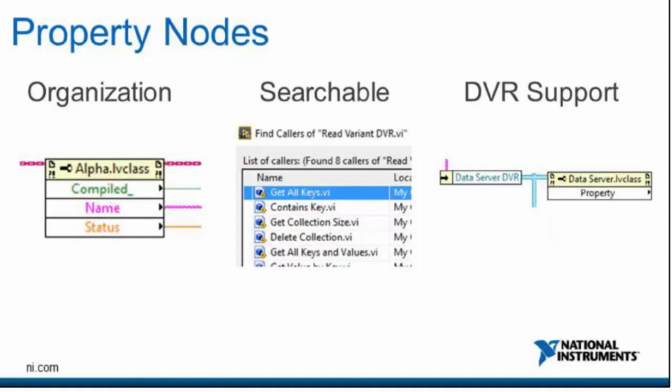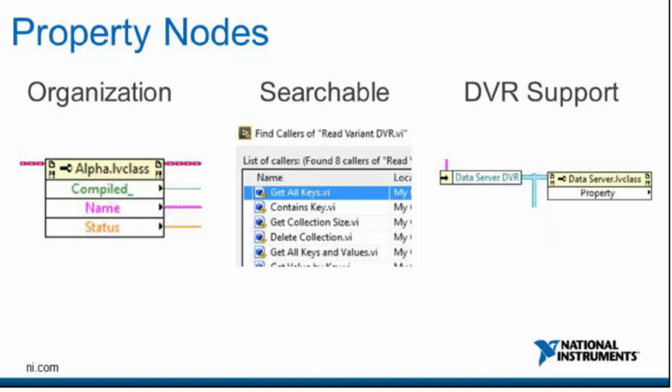And then this is something unique to property nodes over VIs: you can use a DVR on your connector pane, or a DVR into the property node, and it will automatically recognize it's a DVR, recognize what class is in the DVR, and it will automatically do essentially the in-place element structure that you have to do otherwise to access your data. And that implies it's also locking the data in the DVR down.